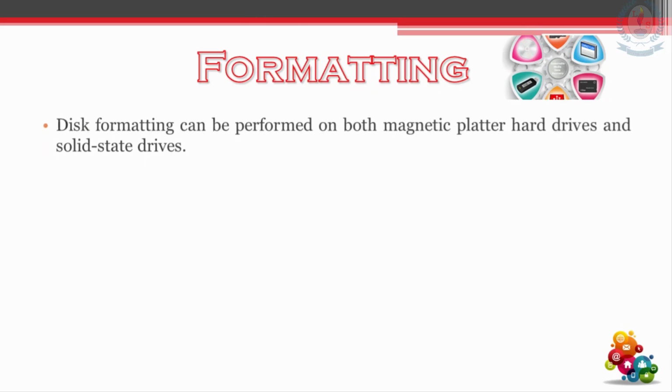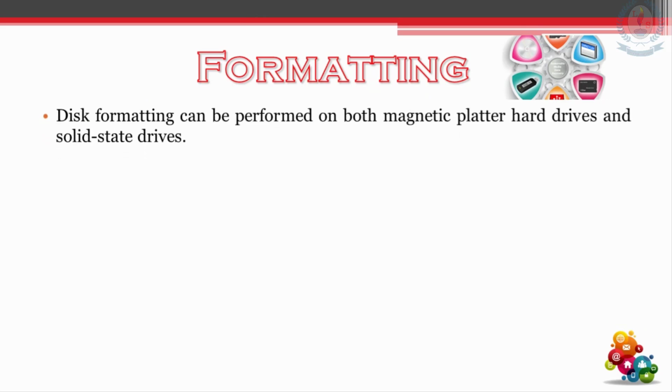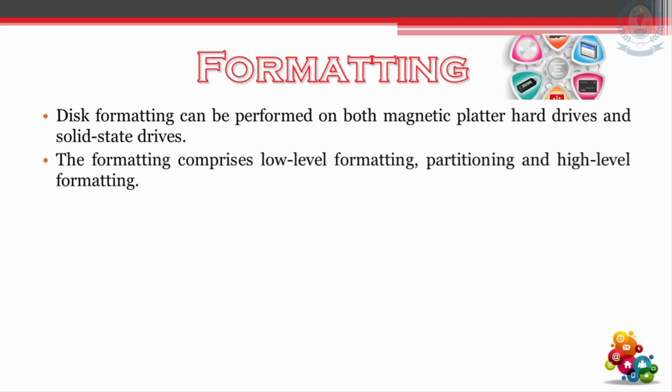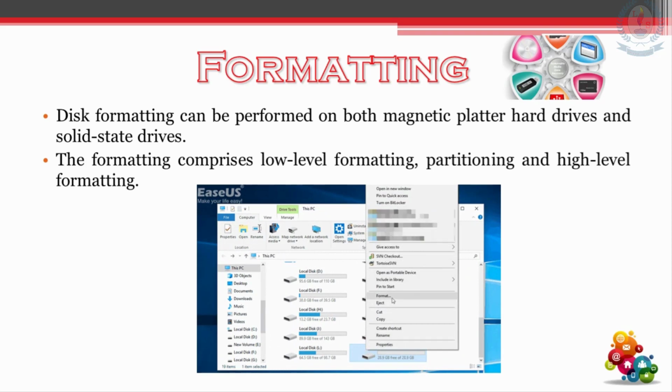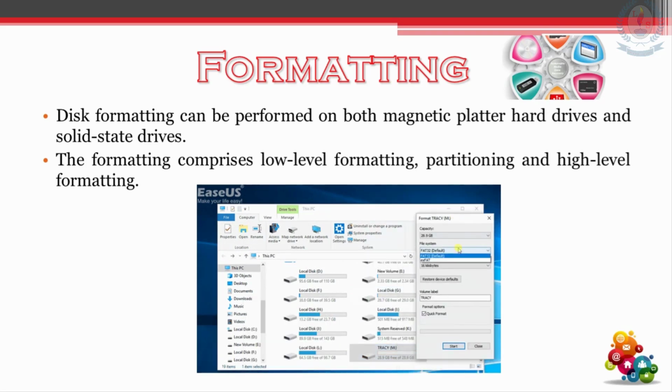What is formatting? Disk formatting prepares storage media such as a hard disk drive or USB flash drive for its first use. If a disk has already been used, then formatting it will make all of the data on the disk unreadable by normal applications. Formatting comprises low level formatting, partitioning and high level formatting. If you look at this example, you can see how to format a USB flash drive. Look at that example.